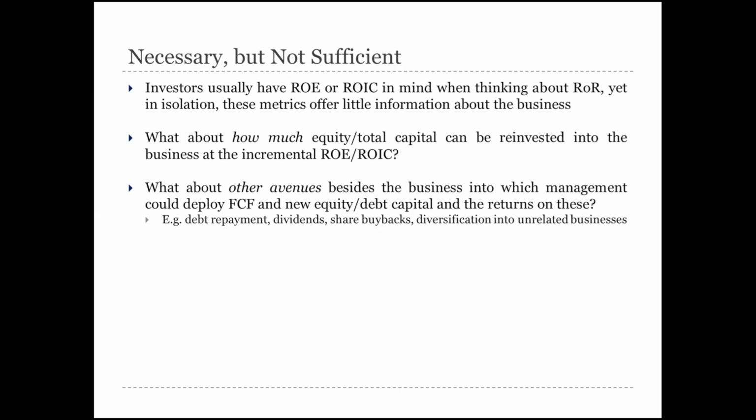And that leads us to the next question. What about other avenues besides the business into which management could deploy free cash flow and any new equity or debt capital that they raise? So this would include debt repayment, dividends, buybacks, things like that. Diversification into new businesses. To the extent management does that, that radically alters the return and growth profile of the business. And just looking in isolation at ROE or ROIC does not account for that.